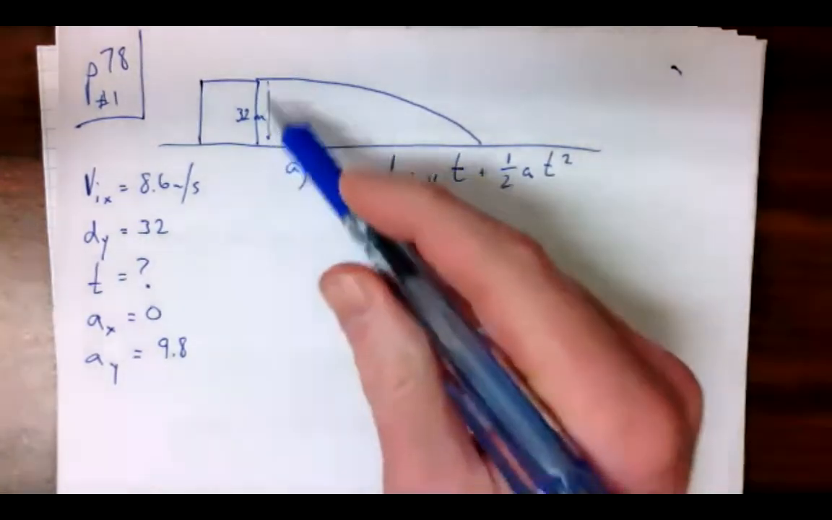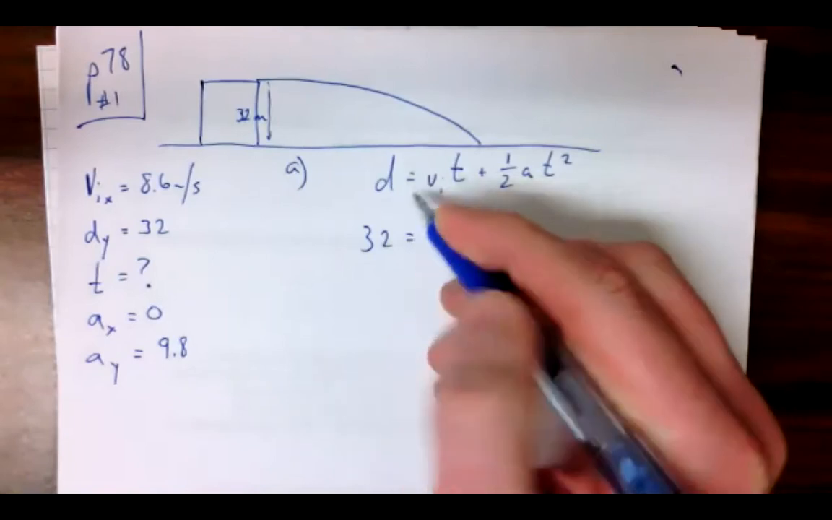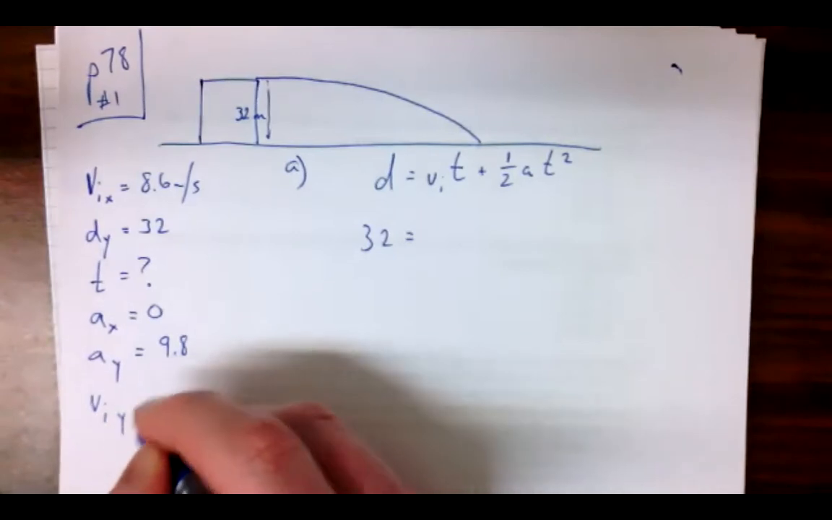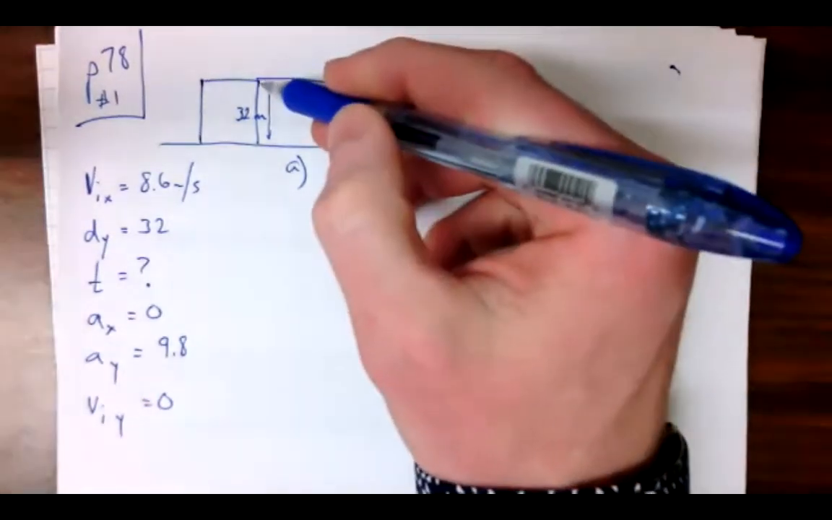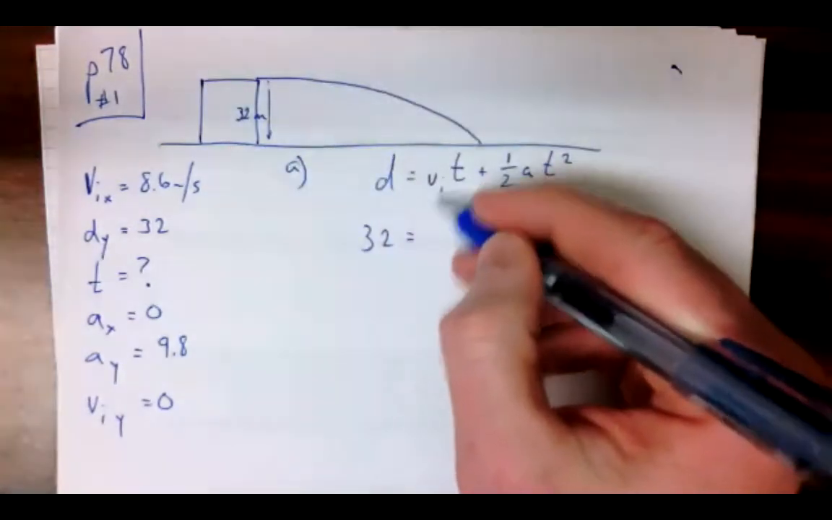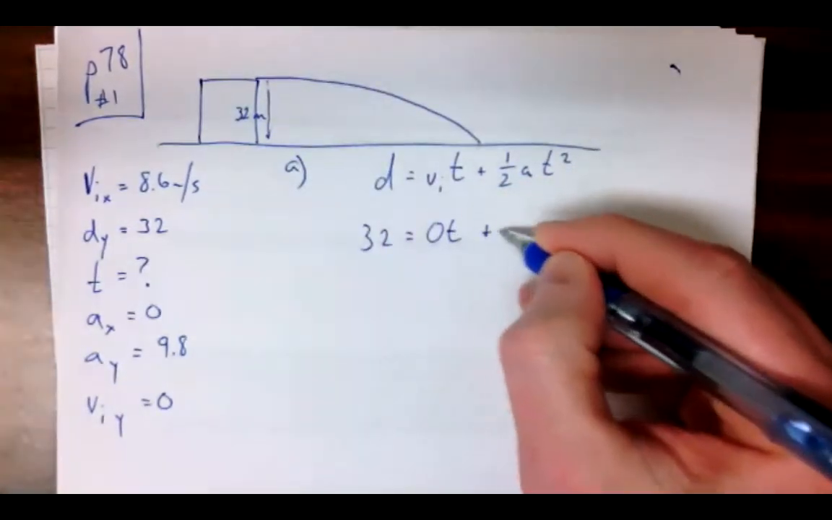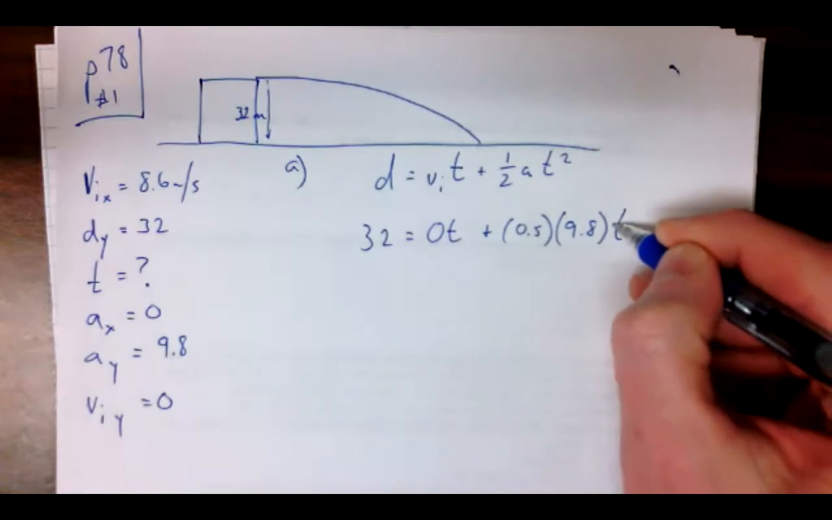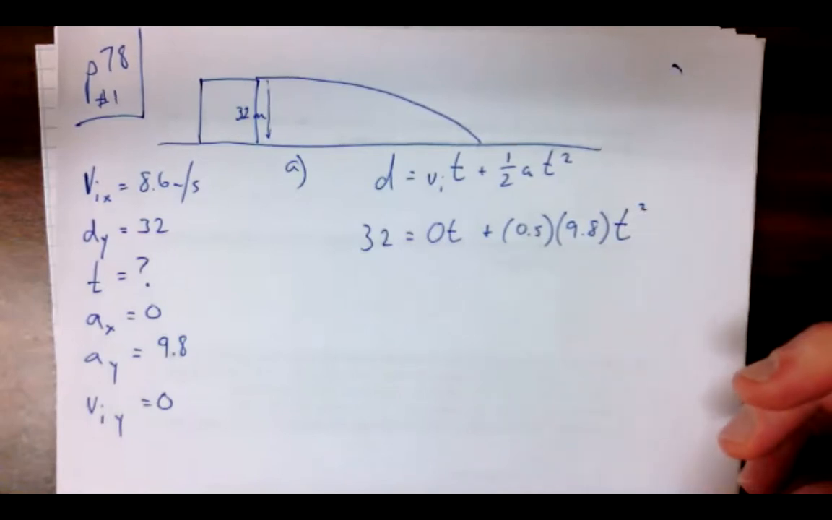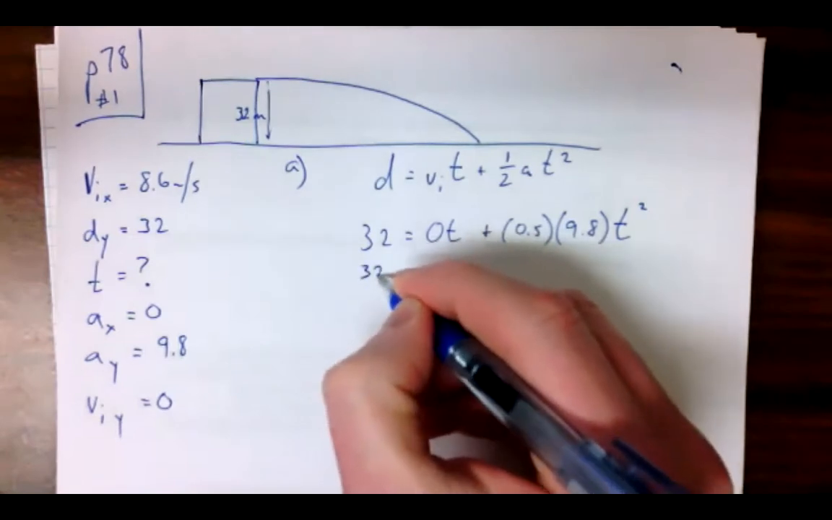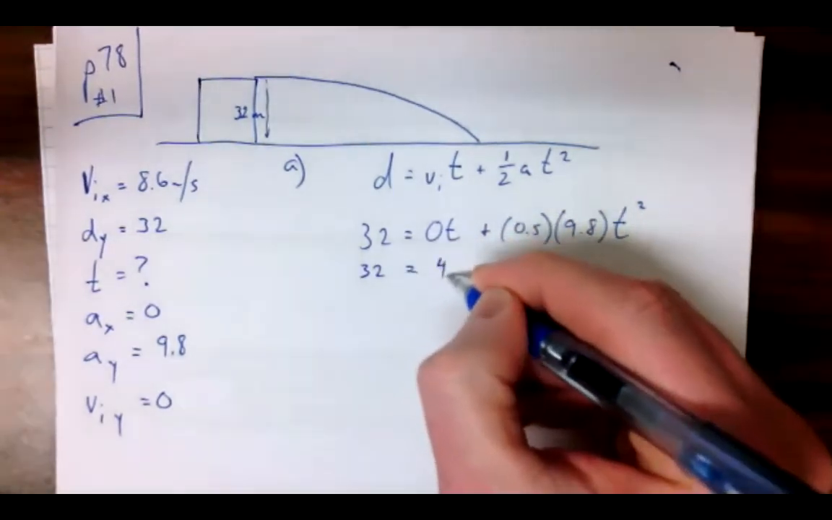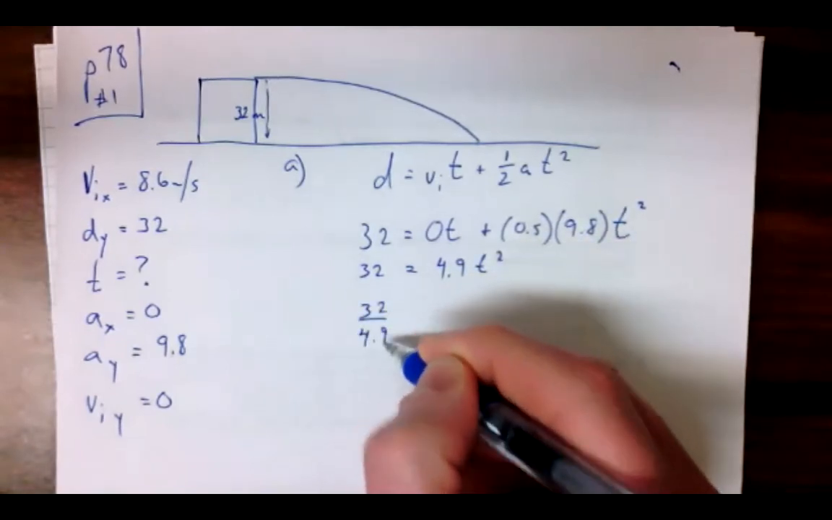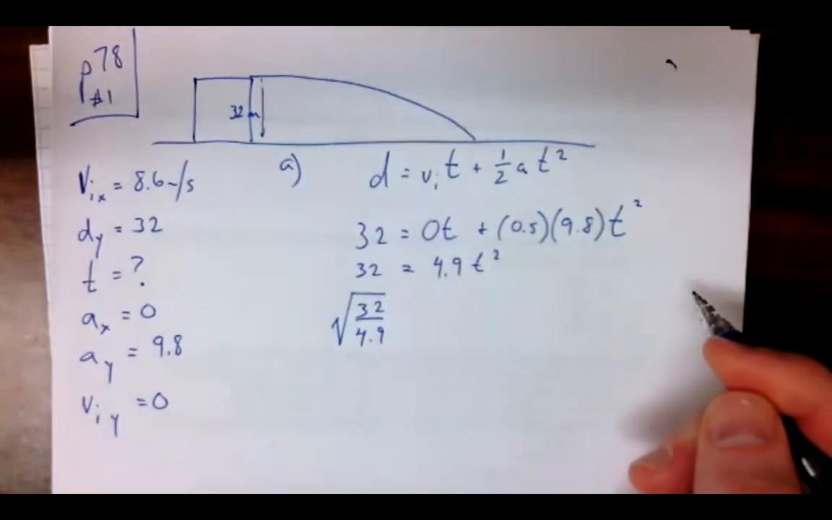Now we're going to plug in what we know. The displacement's 32. The velocity going up and down, v_iy, I didn't write it down here, equals 0, because there's nothing going up or down. It's just pure horizontal. So that is 0 times time plus 0.5 times acceleration, which is 9.8, times t squared. So 32 equals half of 9.8, which is 4.9, t squared. We're going to divide both sides by 4.9, and then take the square root.